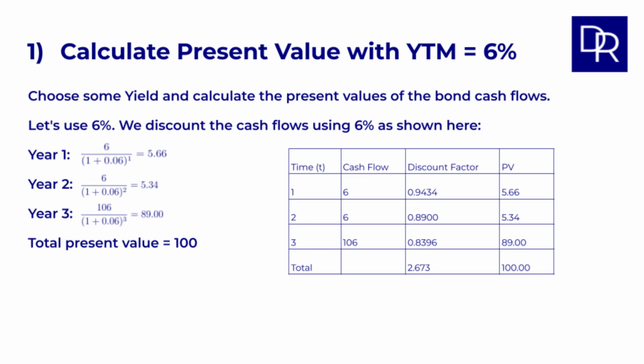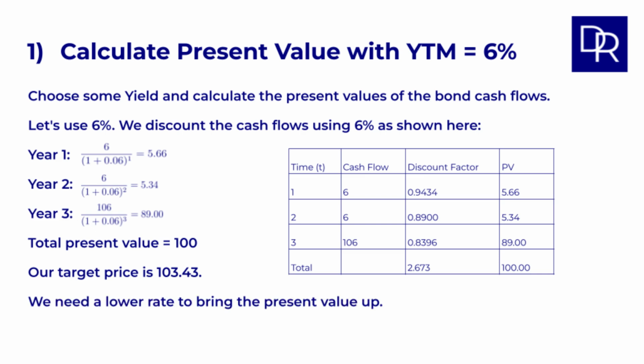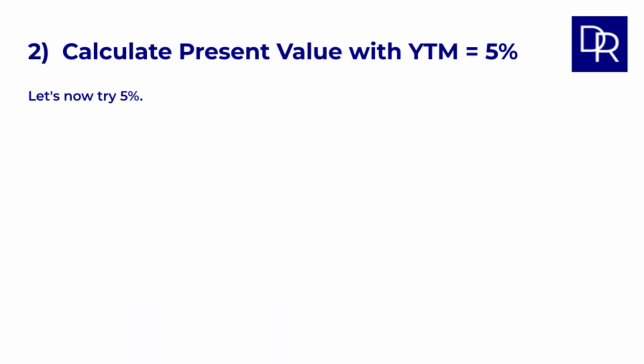This should not come as too much of a surprise. If the discount rate is the same as the coupon, then the bond trades at par, a price of 100. But our target price is 103.43. Since our calculated price is lower, it means our discount rate of 6% is too high. We need a lower rate to bring the present value up. Let's now try 5% and calculate the PV again.